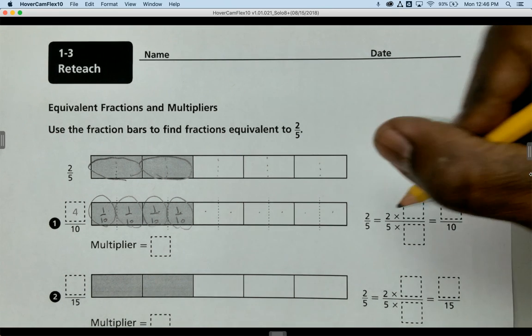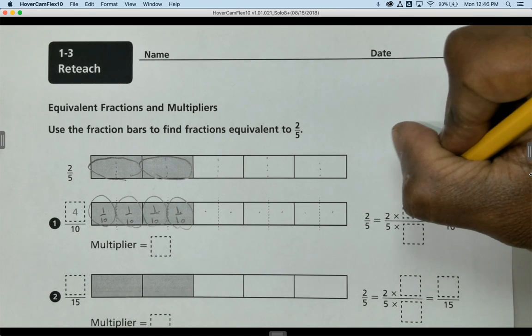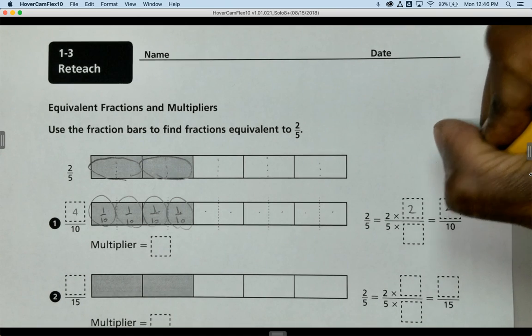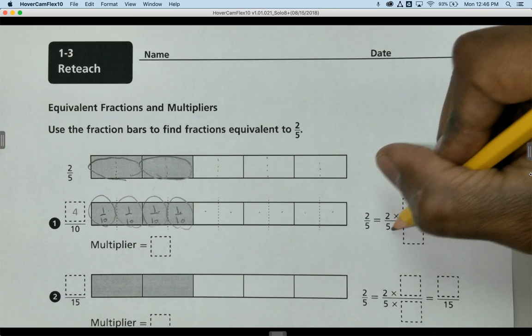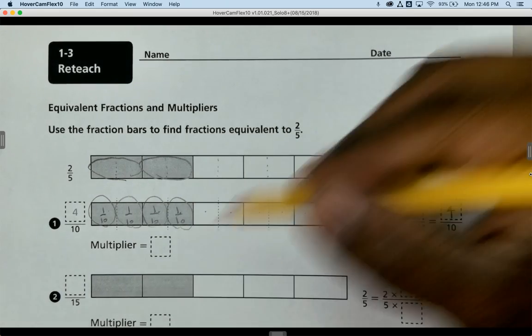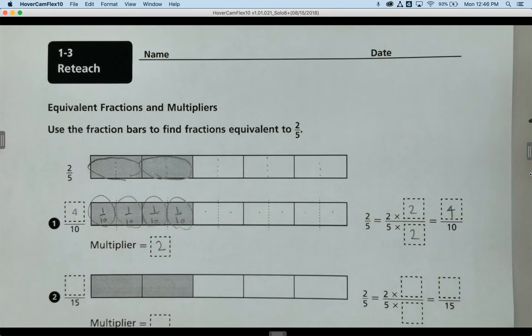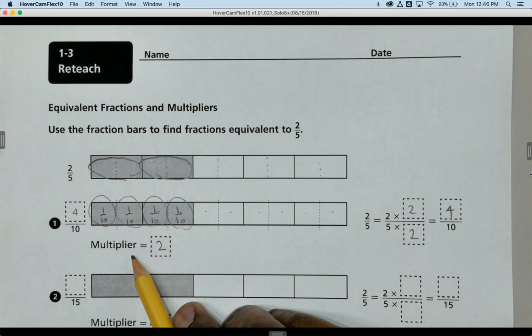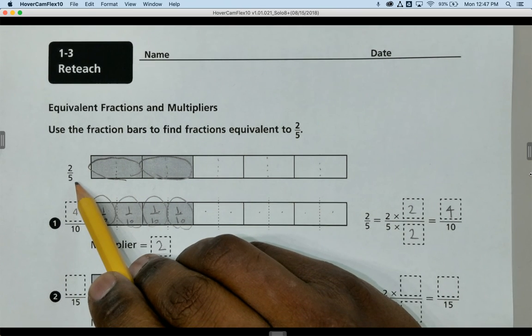I take my original numerator of 2, I multiply it by 2 to get 4. I must do the same to the bottom. My original denominator of 5 multiplied by 2 gets me 10. So my multiplier in this case is 2. The word multiplier, as it's being used here, simply refers to what I have multiplied the top and bottom by in the original fraction to get my equivalent fraction.